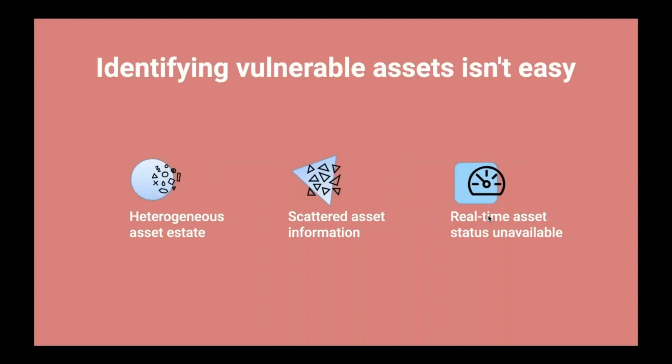All right, so identifying vulnerable assets is not that easy. The first challenge that we have is a heterogeneous asset estate, meaning you have a diversified asset estate containing different types and makes of machines. You've got MacBooks, you've got Linux machines, you've got Windows machines, and also servers, routers, printers. So it is a heterogeneous system.